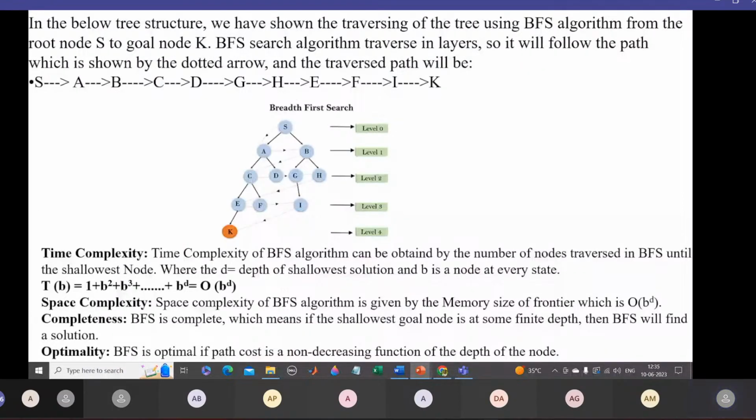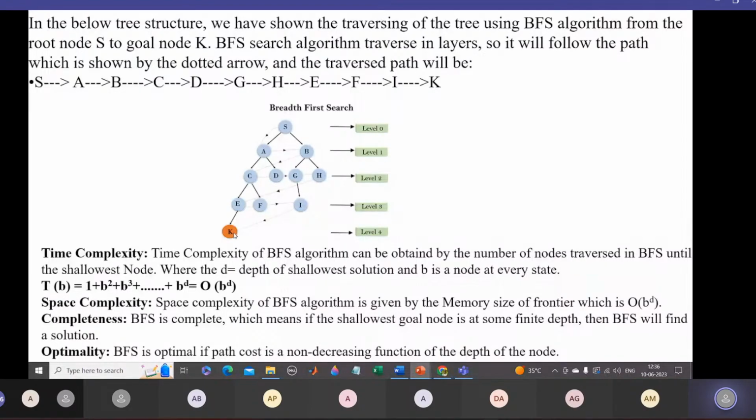Take this example, traversing using breadth first search. S is the start, that is level 0. The next level is level 1, where we have A and B. We have to traverse each level breadthwise, so first start with level 0, S, then go to the next level, A and B. Then go to the next level C, D, G, H. Then the next level E, F, I, and the final is K.